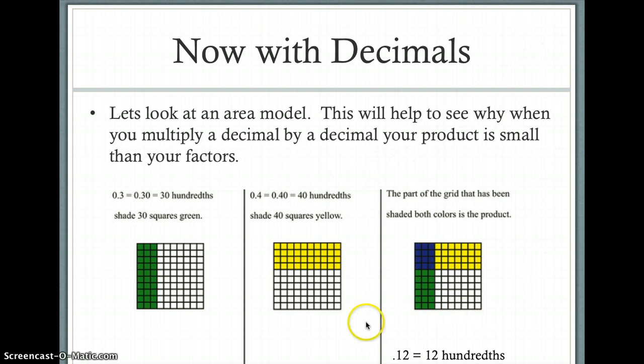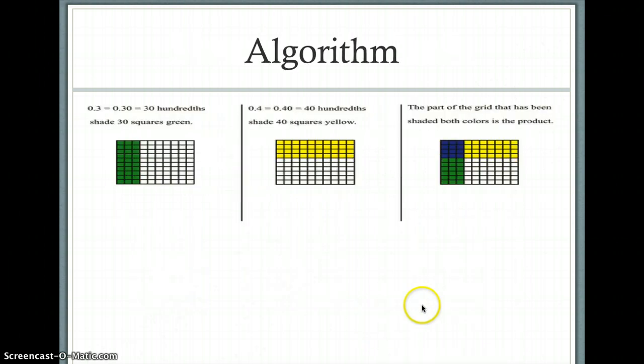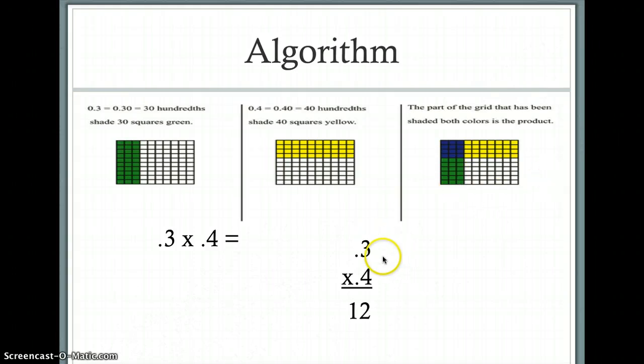All right, so let's look at it using just the algorithm. So here's our same problem. I've got 3/10 times 4/10, or 30 hundredths times 40 hundredths. So we're going to take 3/10 times 4/10. You do 3 times 4 and you get 12. Then you go up and ask, how many decimal places are there? How many places behind the decimal? There's 1 in this factor and 1 in this factor, which gives you a total of 2. So I should have 2 decimal places in my product, which is 12 hundredths.